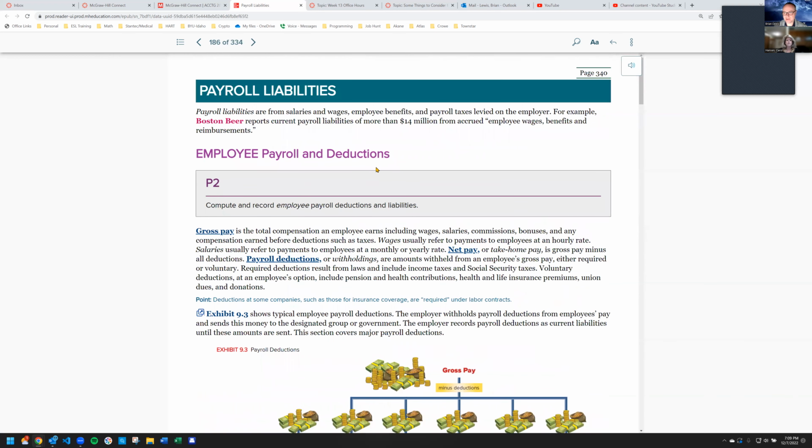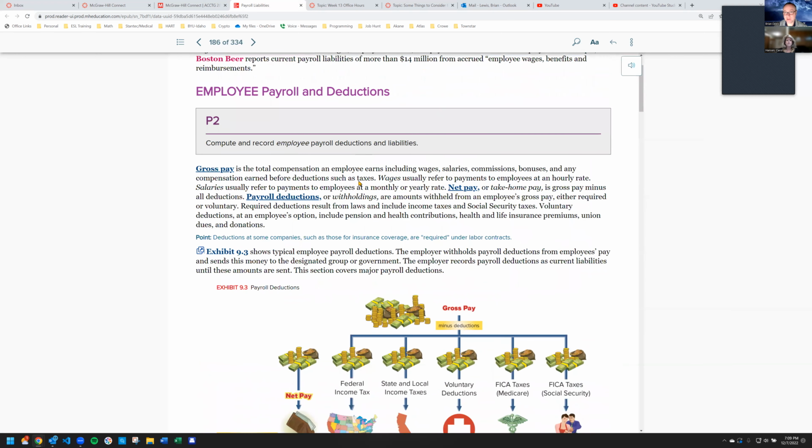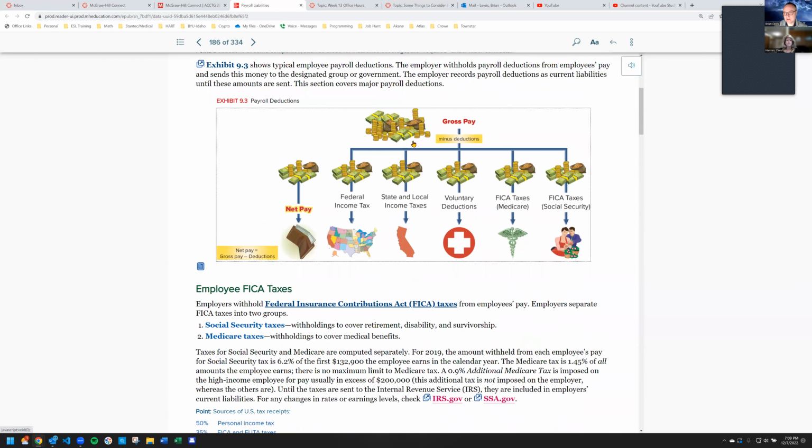Taxes, payroll taxes, those are a big deal for most companies, keeping track of those. Because they pay you in gross, but in effect they pay you net of everything else that gets taken out: federal, state, any voluntary deductions that you're making, like to your health savings account, or to an FSA, a flexible spending account. And then you have your FICA broken out between Medicare and Social Security.